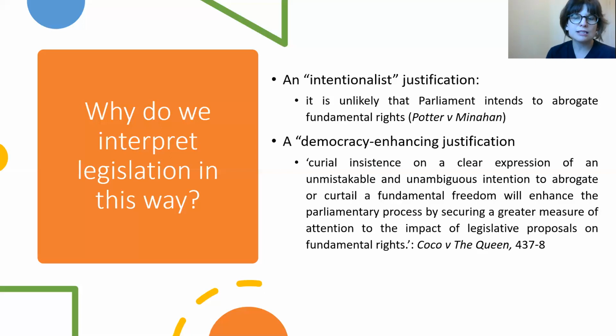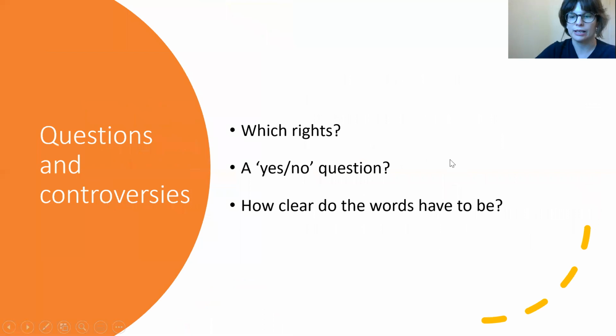And you will also see it sometimes claimed that this enhances the democratic process in a broader sense, which is that by insisting on clear words, the effect of legislation is also very clear for us members of the public to see. So we can see the rights restricting consequences of the law on its face, and we can take that into account in making our electoral choices. So that second democracy enhancing justification now tends to be the preferred way in which the principle of legality is explained.